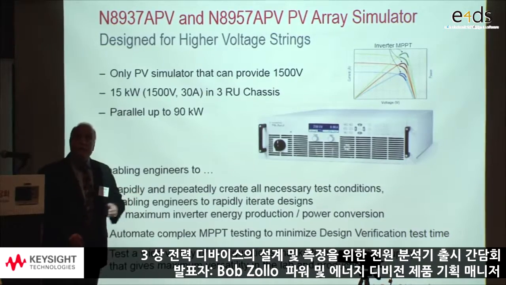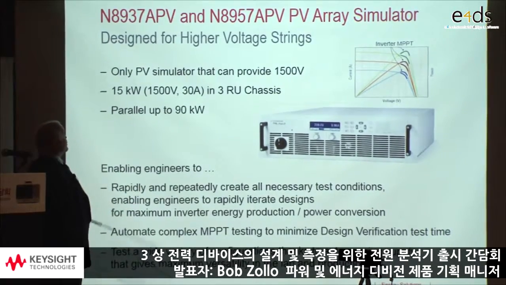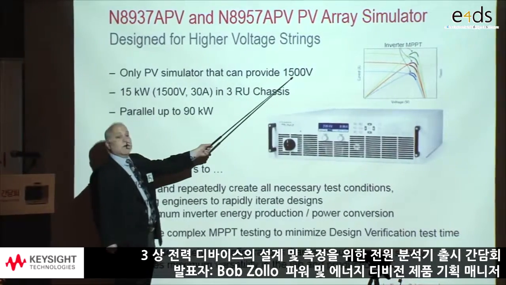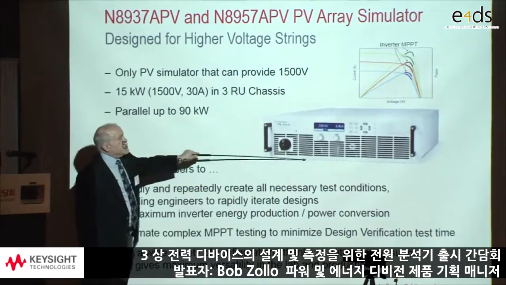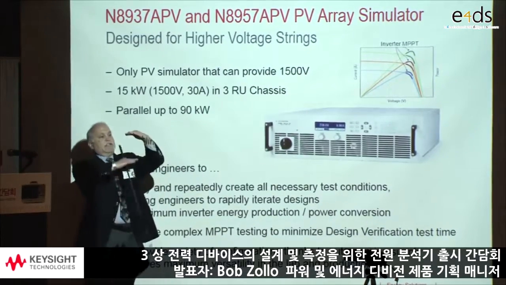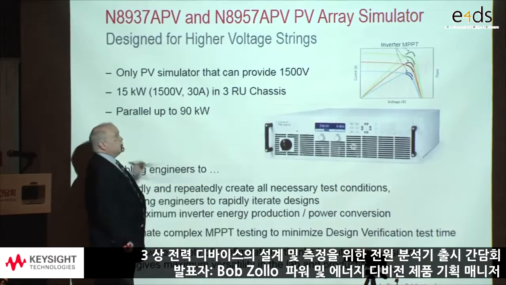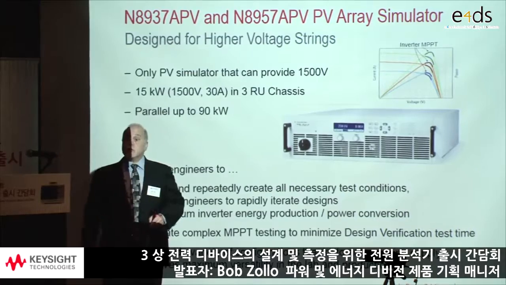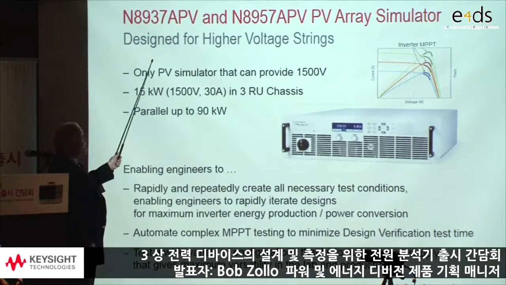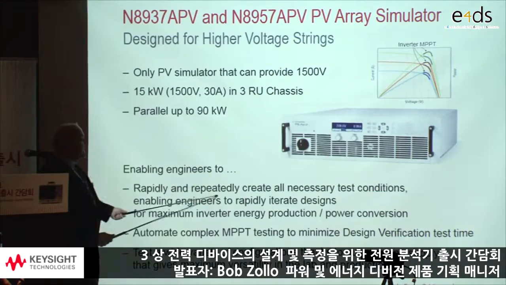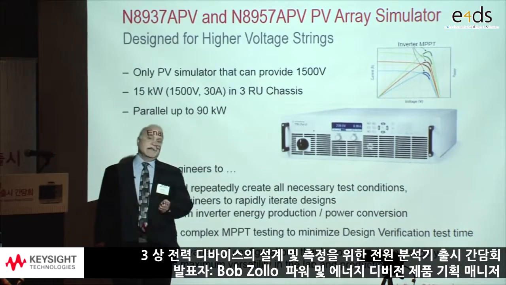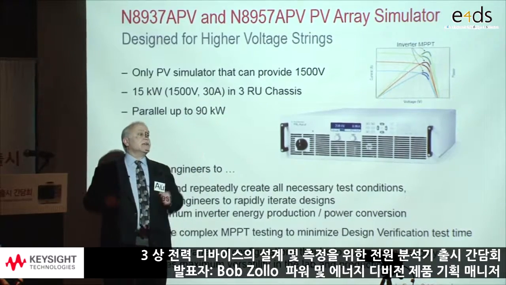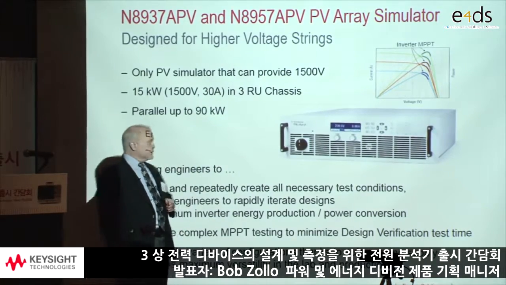That product being an AC to DC, DC to AC inverter. The N8900 is the only photovoltaic simulator that can provide 1500 volts. It's quite small, as you can see here. This is 15 kilowatts in a package about this big, and they can be put in parallel to go up to 90 kilowatts. So this is for medium-sized solar installations. Thanks to this new product, engineers can rapidly and repeatedly create all the necessary test conditions that they need to simulate all of the different solar conditions that are necessary when testing their inverters.